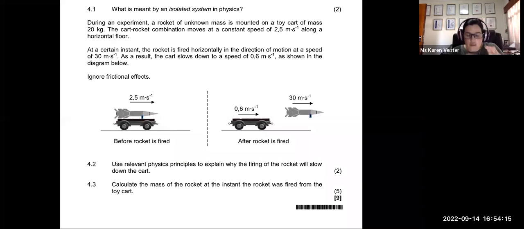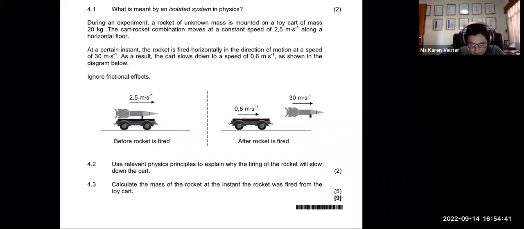So if some of you decide to only write resultant or net, remember it is a system on which the resultant external force is 0, or a system on which the net external force is 0. So it's not just a system on which the resultant force is 0, for example. You have to include all of those words. It's very important.